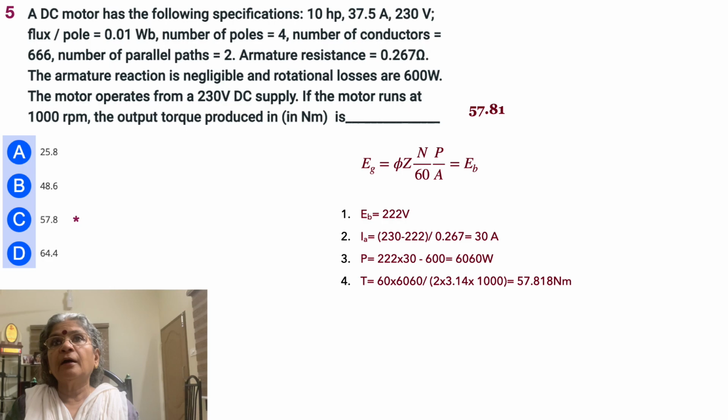I suppose the small subtle differences that have happened are also being made clear for you, or accessible for you. So what's the difference here? Using phi Z N by 60 into P by A, you can compute EB. Then you can also compute IA on the basis of V minus EB by R, because it's a motor.